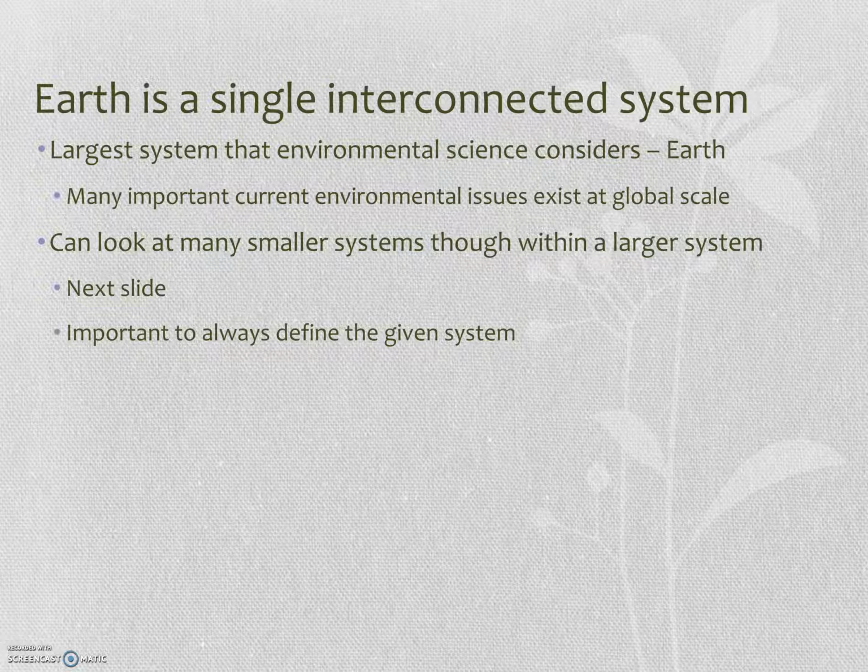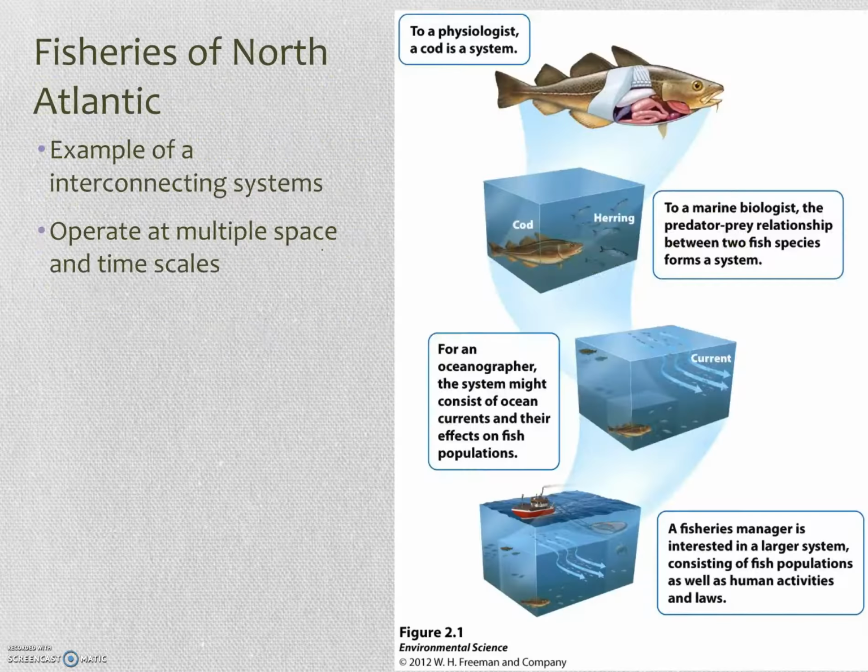We can look at smaller systems within a larger system, such as on this slide. So the fisheries of the North Atlantic: to a physiologist, the cod, the fish itself, is the system, whereas to a marine biologist, the predator-prey relationship between two fish species forms a system. For an oceanographer, the system is the ocean and the currents and their effects on fish populations. And a fishery manager is interested in the larger system. So the system is defined by who's doing the studying.